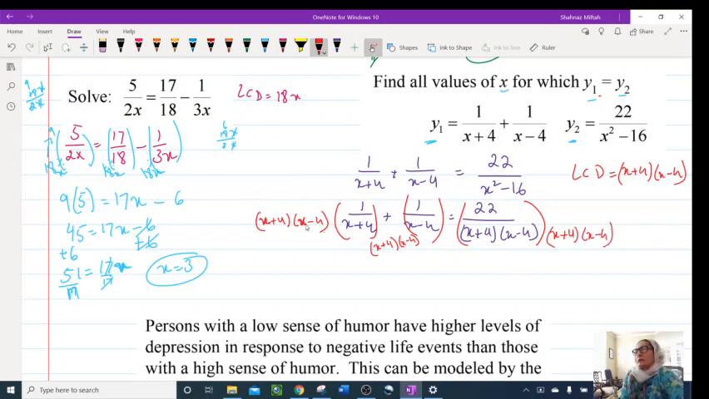Okay, again, I'm doing the same thing. I divide these two. When I divide, x plus 4 and x plus 4 will cancel out, and I'm left with x minus 4. And that x minus 4 is going to multiply with 1.